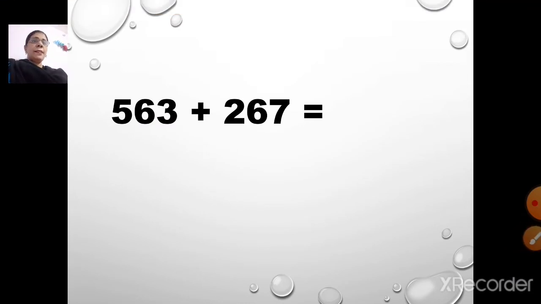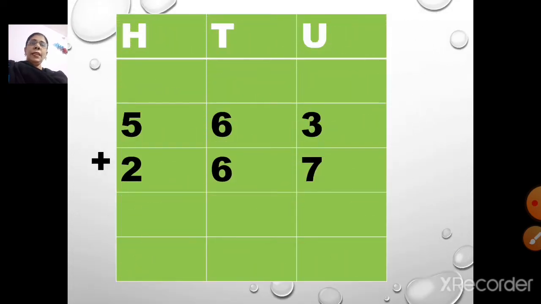Next, 563 plus 267. What is my question? 563 plus 267. Let us arrange them. Now it is arranged according to place value, in hundreds, tens and units columns, and we are going to add units with units, tens with tens and hundreds with hundreds.